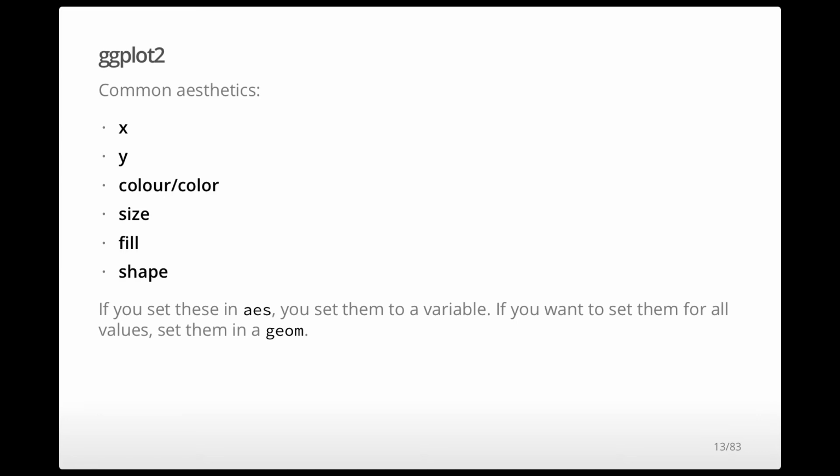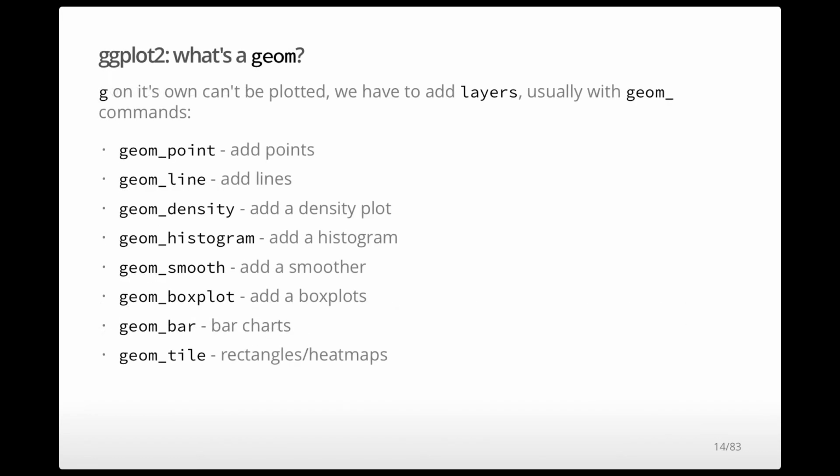Also, a lot of times for histograms, you fill in the bars based on some other factor. Shape, you can have different shapes for different factors. For example, like you want stars for treatment and circles for not treatment, stuff like that. So we're going to set these things in what's called geoms.